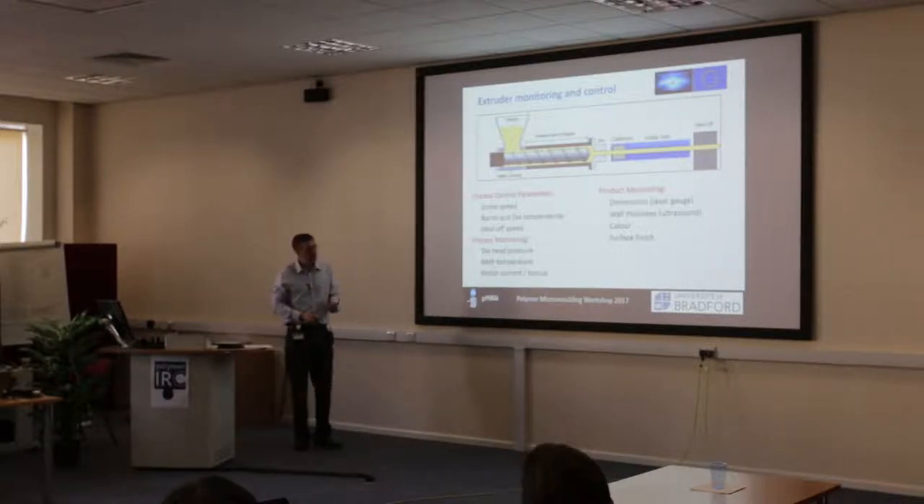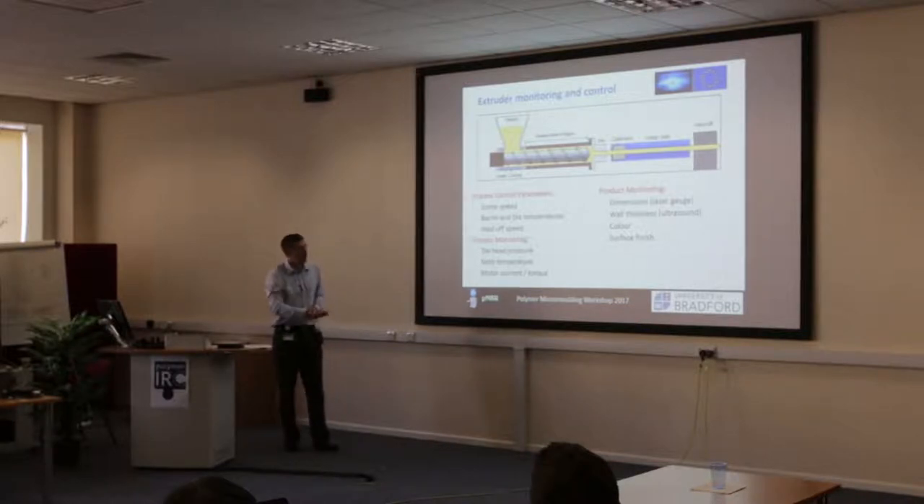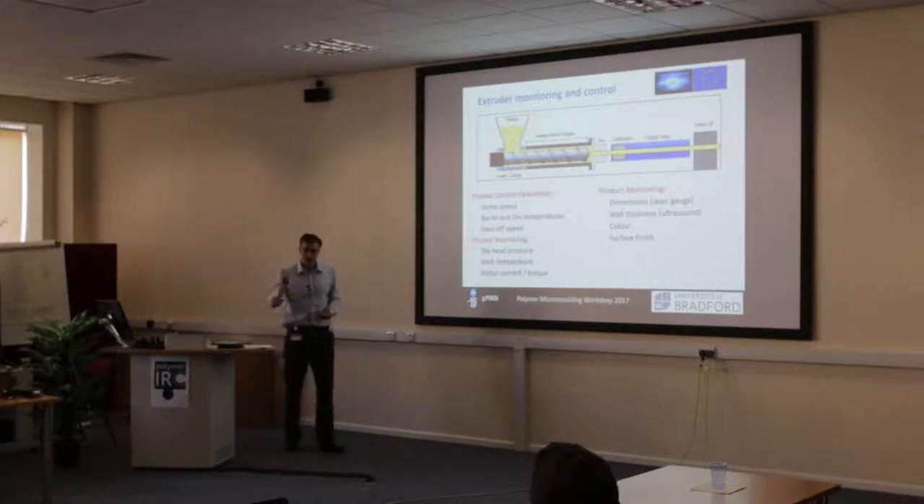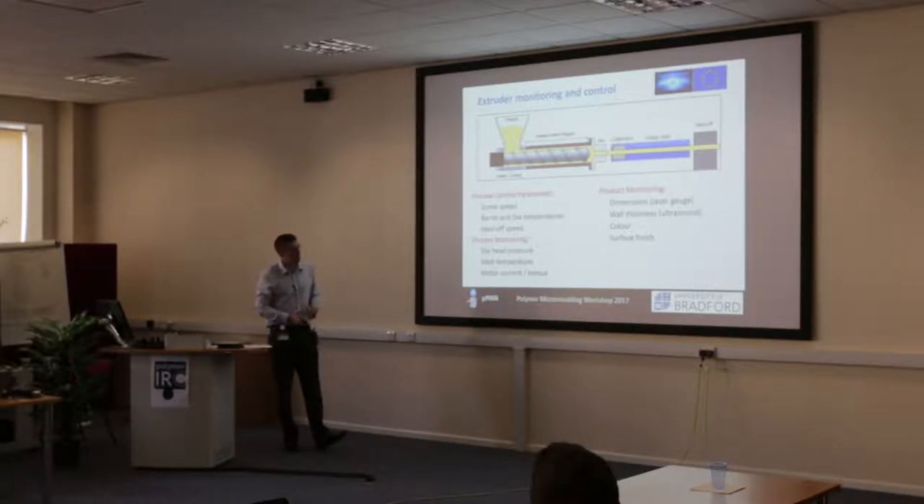Depending on the products we're making, we might need to monitor things like dimensions. So if we're making a medical tubing, it's very high precision, we might need to measure the outer diameter or the thickness of the tubing. We might want to monitor colour, if the colour is very important for our application, or even surface finish. So we might have some method where a light is shone at some incidental angle to the surface, and we can monitor the surface finish.